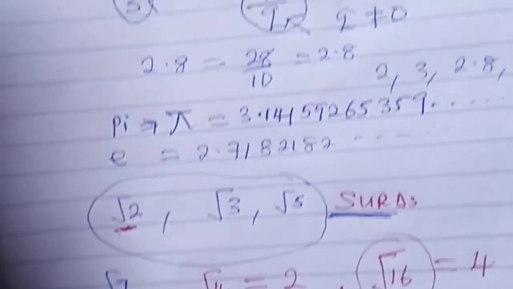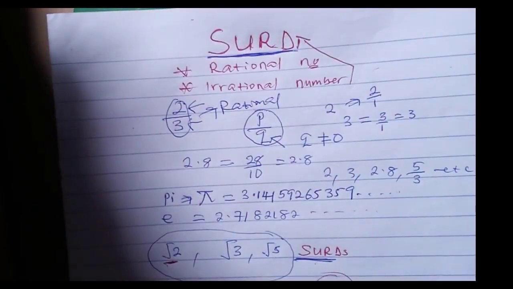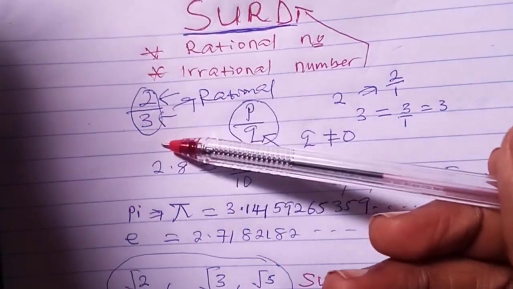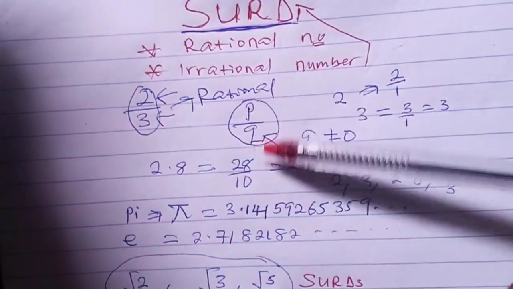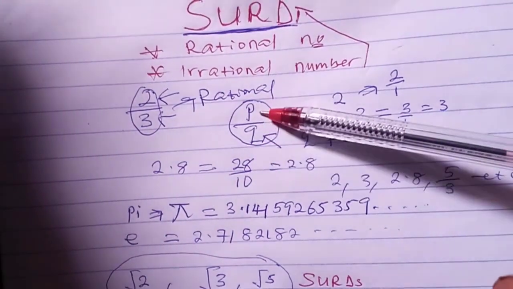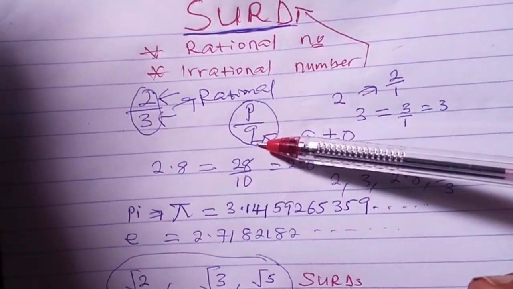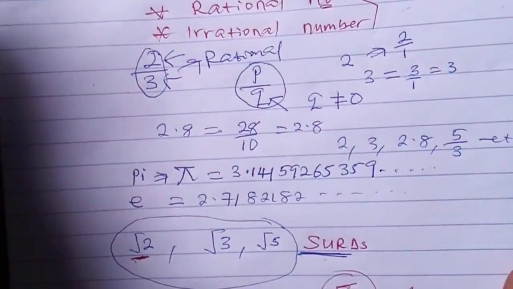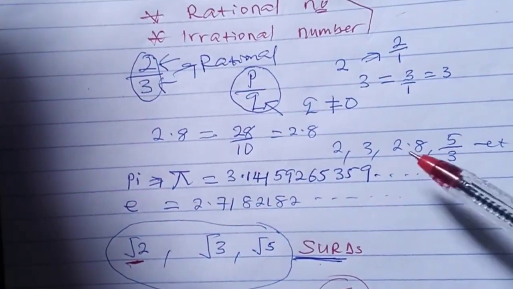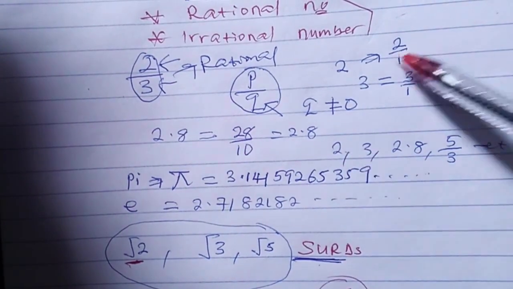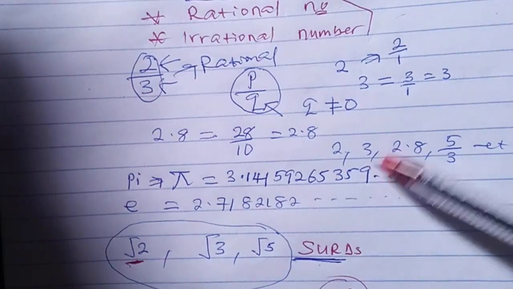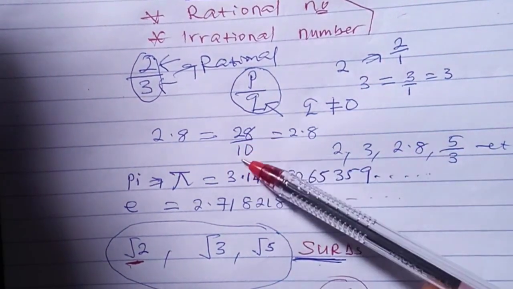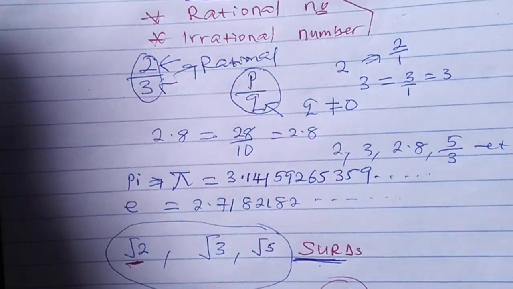So in this very class, we've looked at what irrational numbers are and what rational numbers are. We said that rational numbers are numbers that can be expressed as a fraction, as a ratio of two integers, p over q, where p represents an integer, q also represents an integer, but q must not be equal to 0. Some examples of rational numbers are 2, which can be expressed as 2 over 1; 3, which can be expressed as 3 over 1; and 2.8, which can be expressed as 28 over 10. So all these are rational numbers.